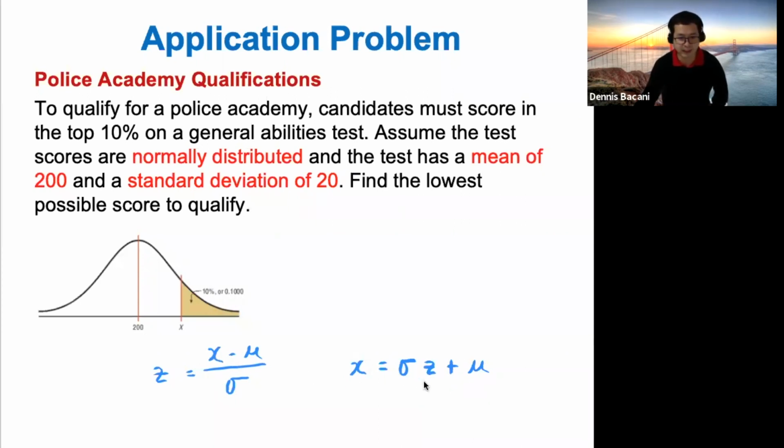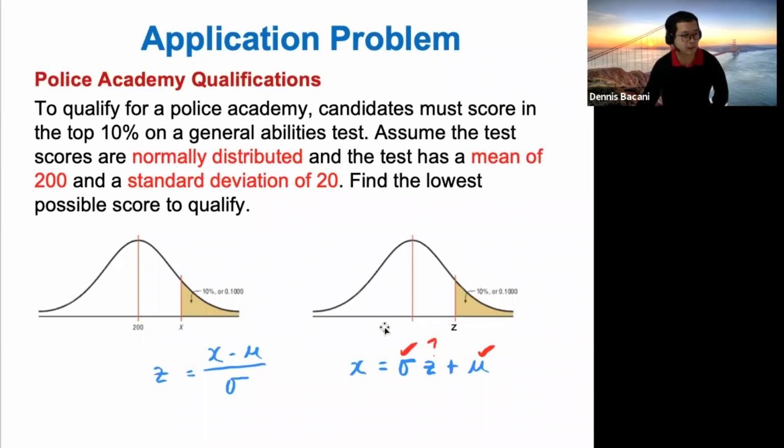So to find the x value, keep in mind, do we know already the standard deviation? Yes. Do we know already the mean? Yes. So all we need to find is the z value. All right. So let's find the z value. In that case, you just draw your standard normal distribution. So you need to find this z.